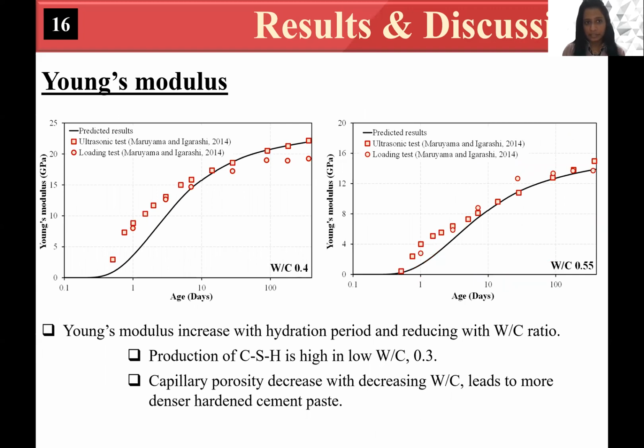And this figure shows the comparison of Young's modulus with hydration period for water cement ratio 0.4 and water cement ratio 0.55. The Young's modulus increased with hydration period and reduced with water cement ratio, similar behavior to the compressive strength, because the production of CSH is higher in low water cement paste, and also the capillary porosity decreases with decreasing water cement ratio, leading to a denser hardened cement paste.